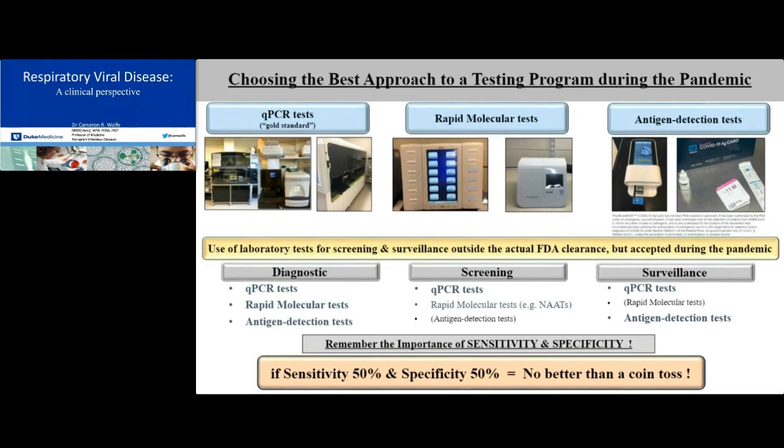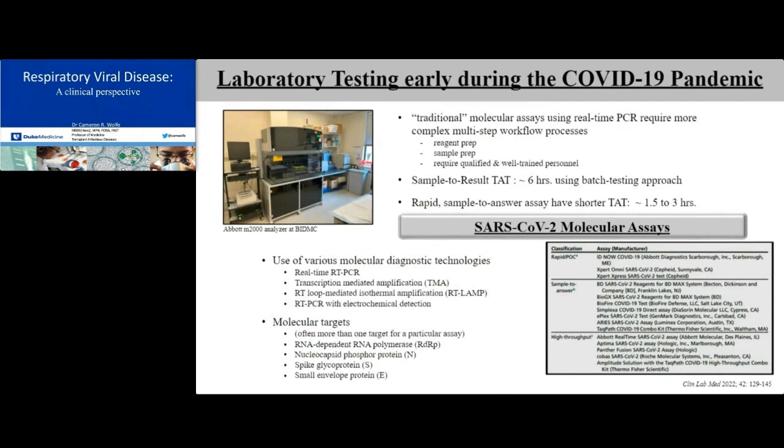So that said, the traditional molecular assay in the form of a real-time single-plex PCR test was therefore the preferred test for diagnosing COVID during the early months of the pandemic. Multiple companies had developed single-plex SARS-CoV-2 assays based on the published primers and probes and the original CDC-developed assay. The initial traditional PCR assay required a complex multi-step workflow process, as outlined on the slide.